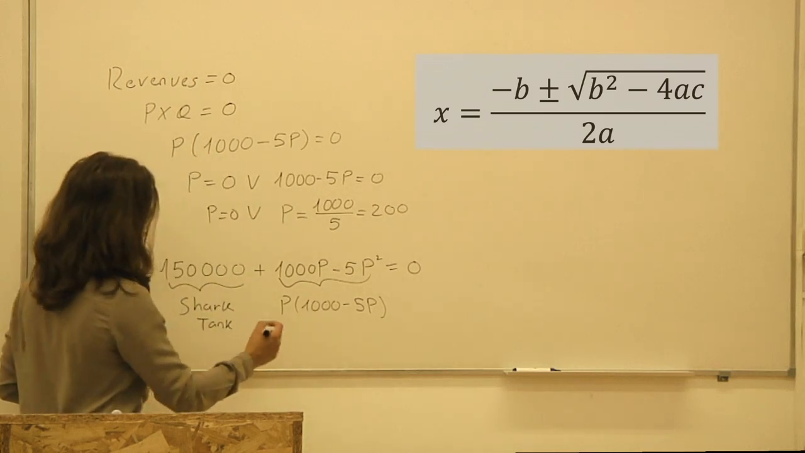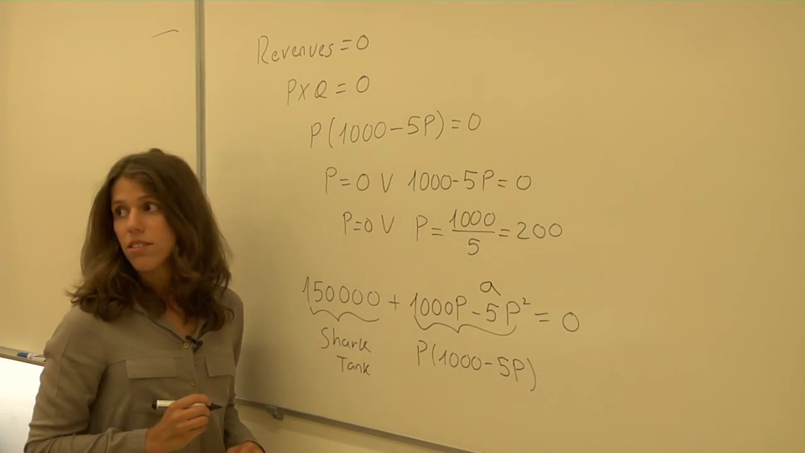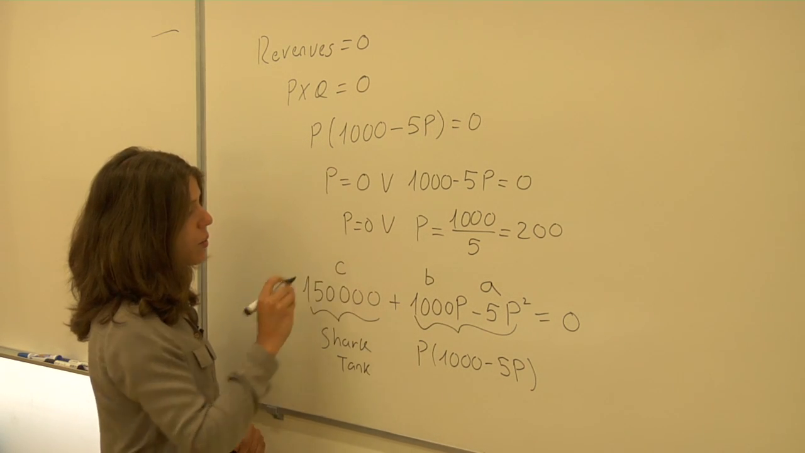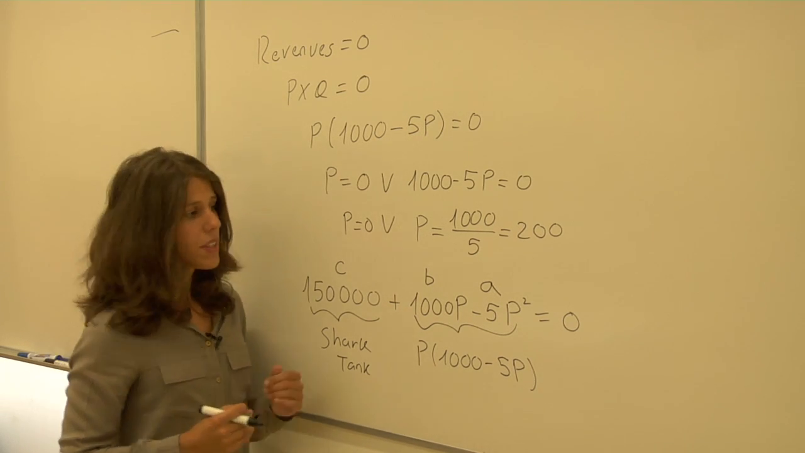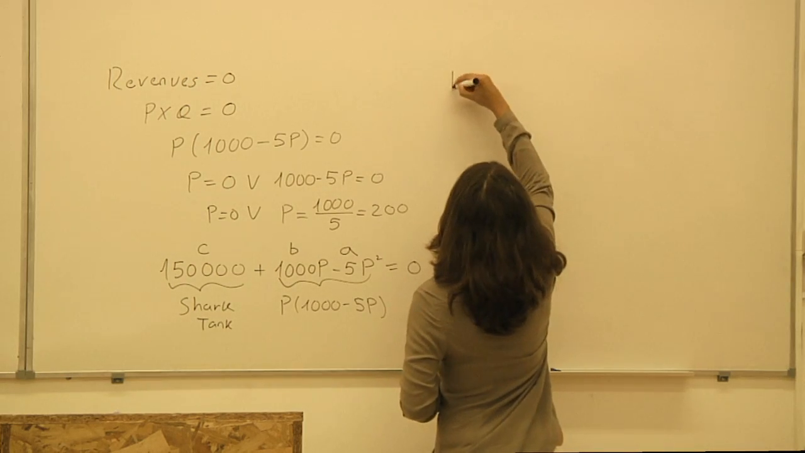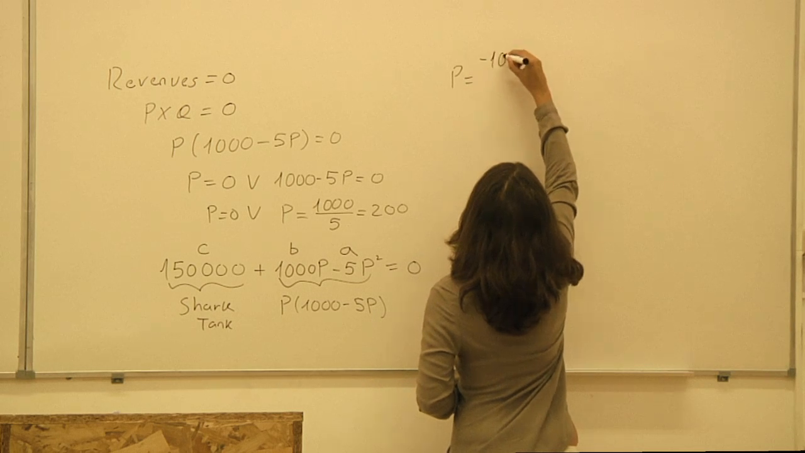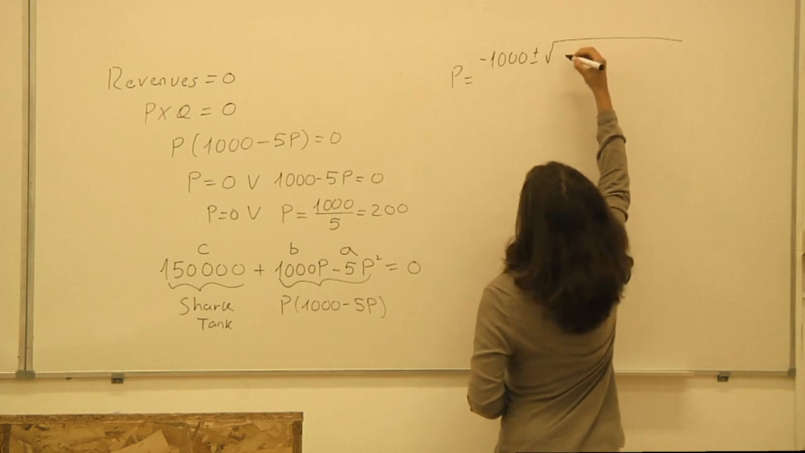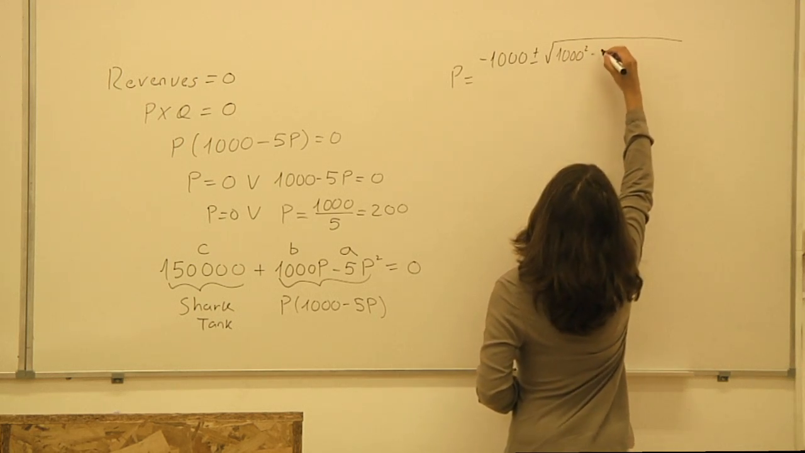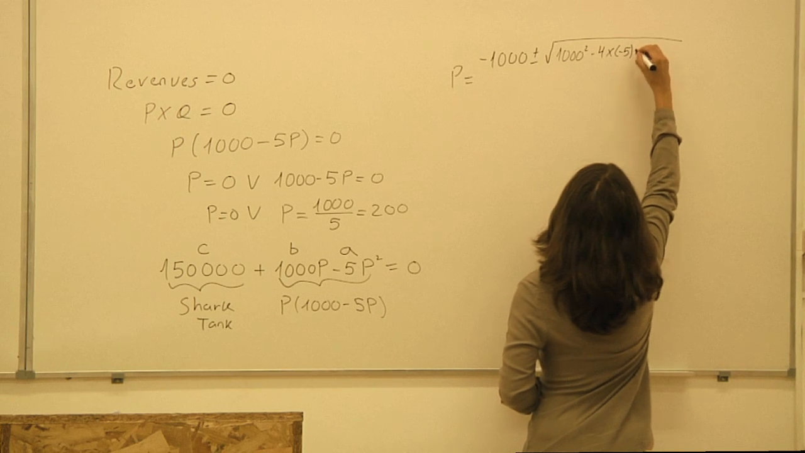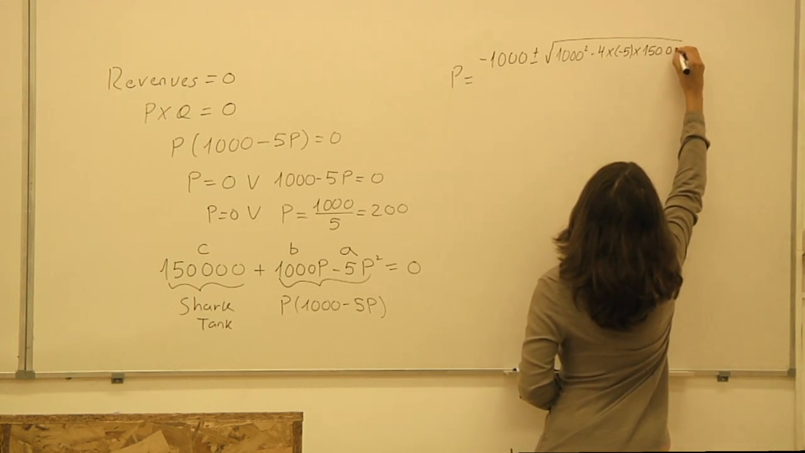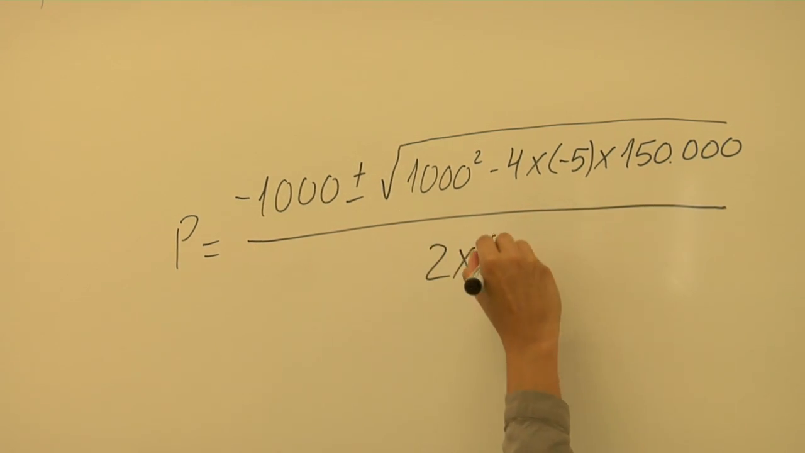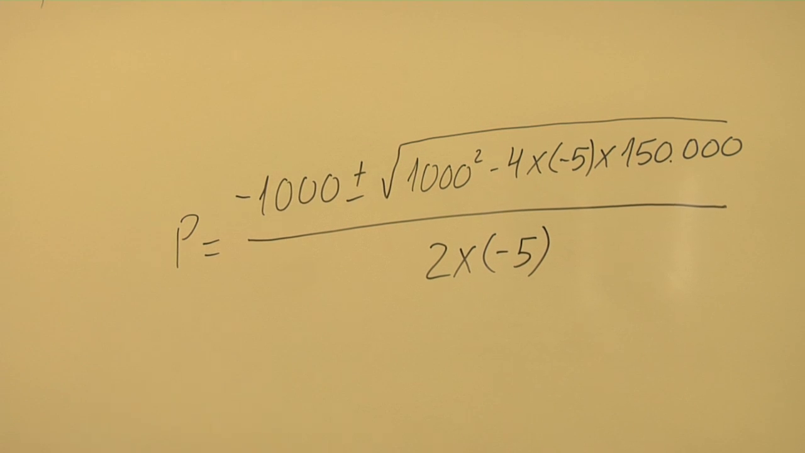So let's use this formula, knowing that minus 5 is the letter A in the formula, 1000 is the letter B, and 150,000 is the letter C. Therefore, P equals minus 1000 plus or minus the square root of 1000 squared minus 4 times minus 5 times the boost of Shark Tank, everything divided by 2 times A, that is minus 5, right?